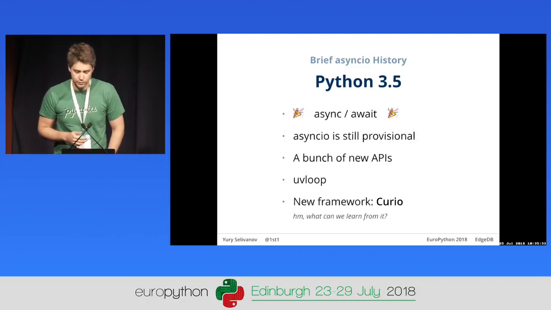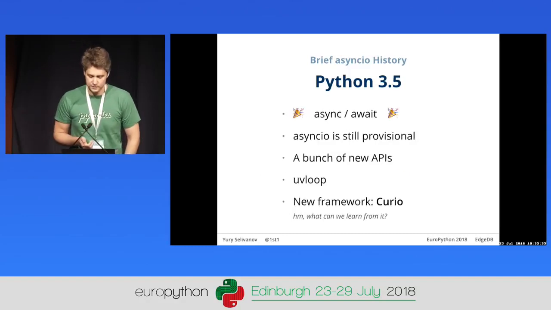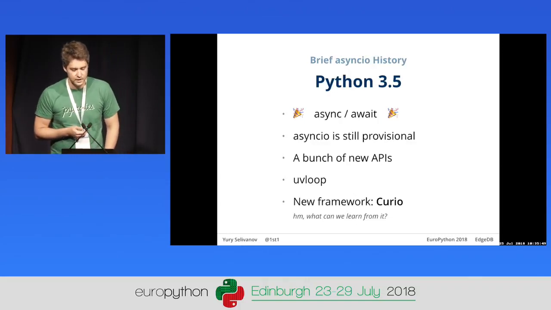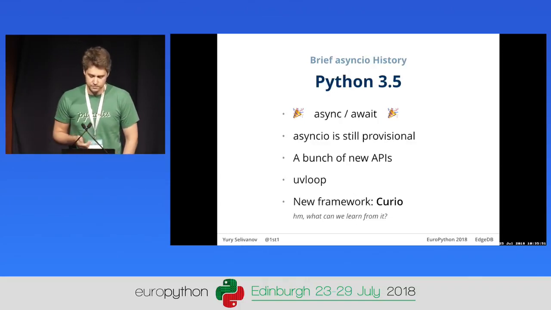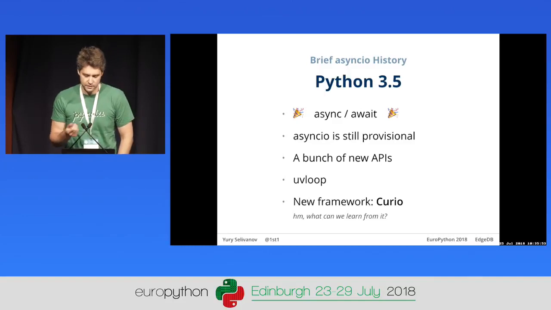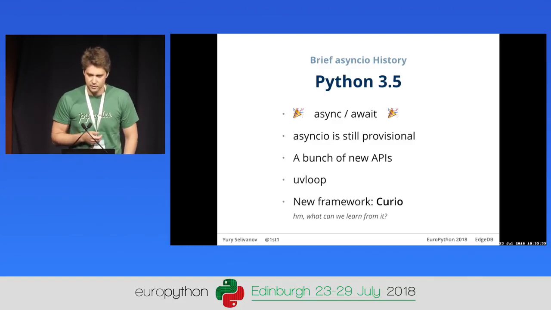In Python 3.5, we got the async await syntax. And that was, I guess, first public acknowledgement that asynchronous programming can be a first-class feature in Python. Async IO was still provisional, so we were trying to evolve it, even in bug fix releases. It received a bunch of new APIs, but nothing significant, nothing that stands out.